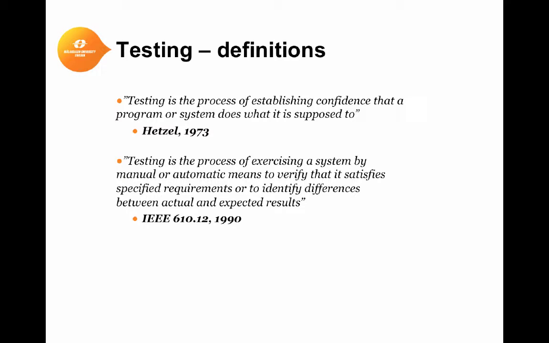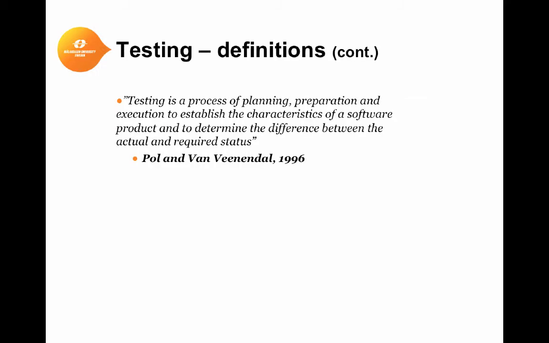Paul and Vendal's definition from a book in 1995 is almost overlapping. Testing is a process of planning, preparation and execution to establish the characteristics of a software product and to determine the difference between the actual and required status. But as you can see, these guys are more process-oriented than the others. Note that they talk about planning and preparation in addition to the execution of the test cases. They also think that we will learn from the test how the system actually behaves.